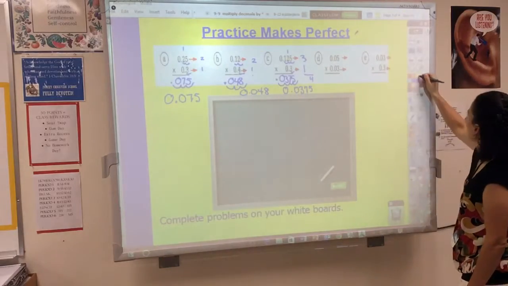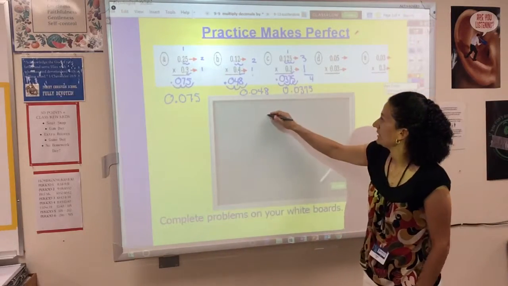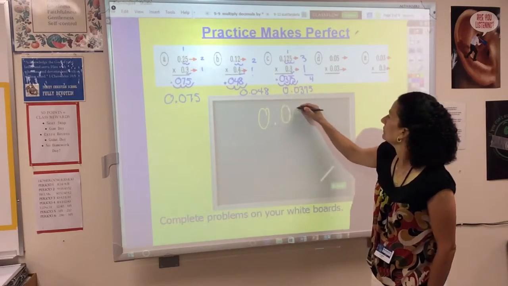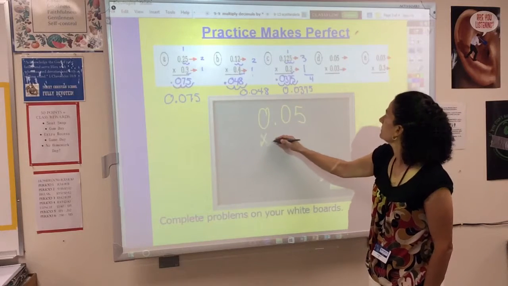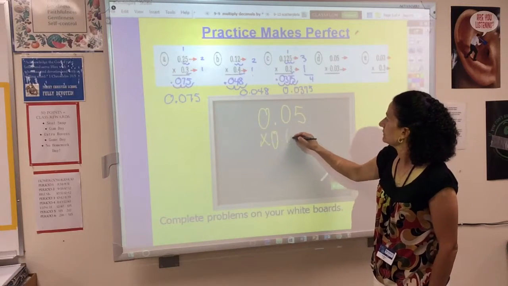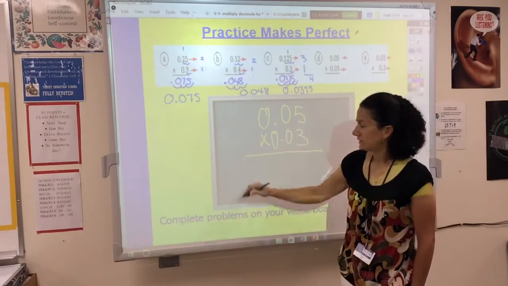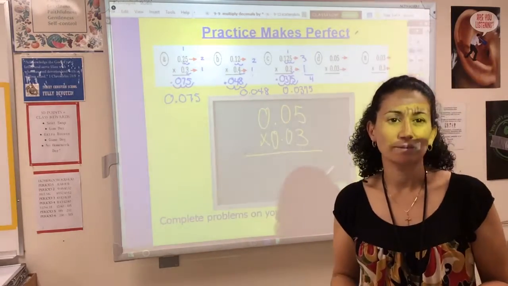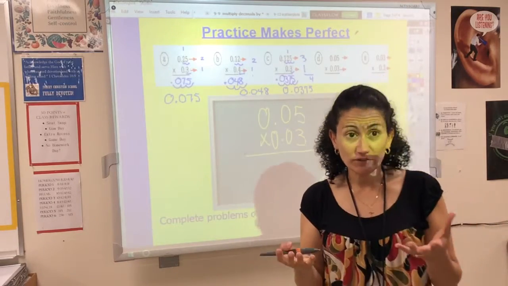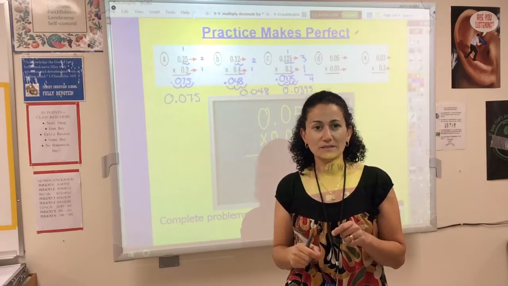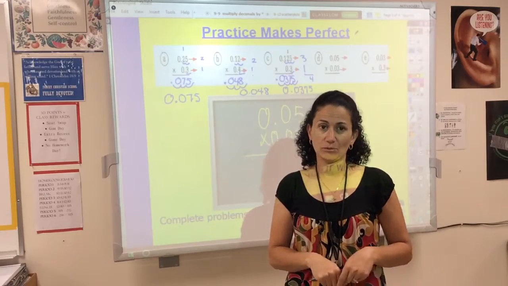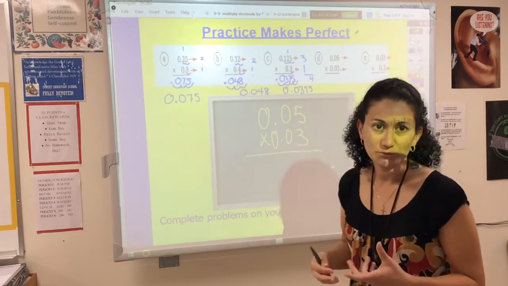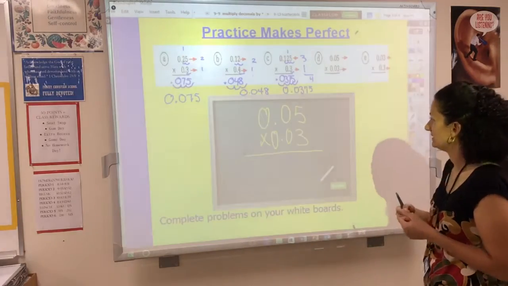Okay, I'm going to write this one in the block here, a little bit bigger. 0.05 times 0.03. Okay? And you might notice that when multiplying decimals, you don't have to line up the decimal point. This is different from adding and subtracting. When you add and subtract, you do line up the decimal point. Multiplying decimals, you're simply counting the decimal places at the end.